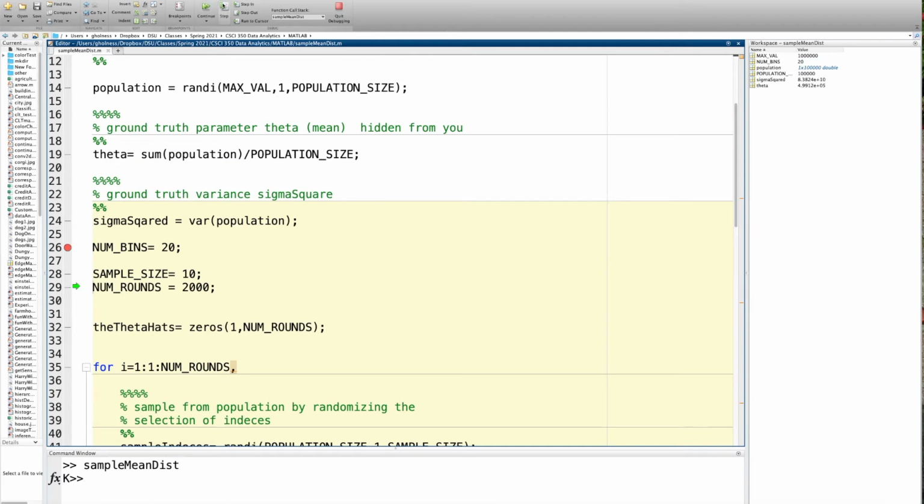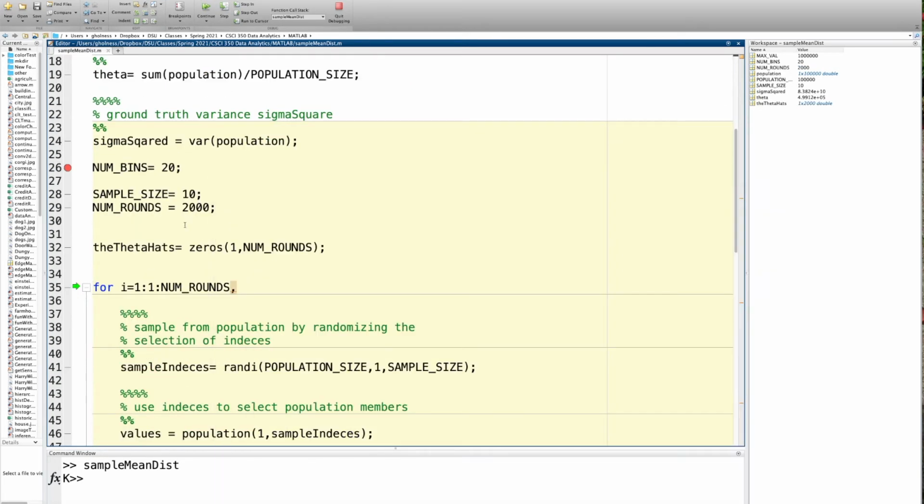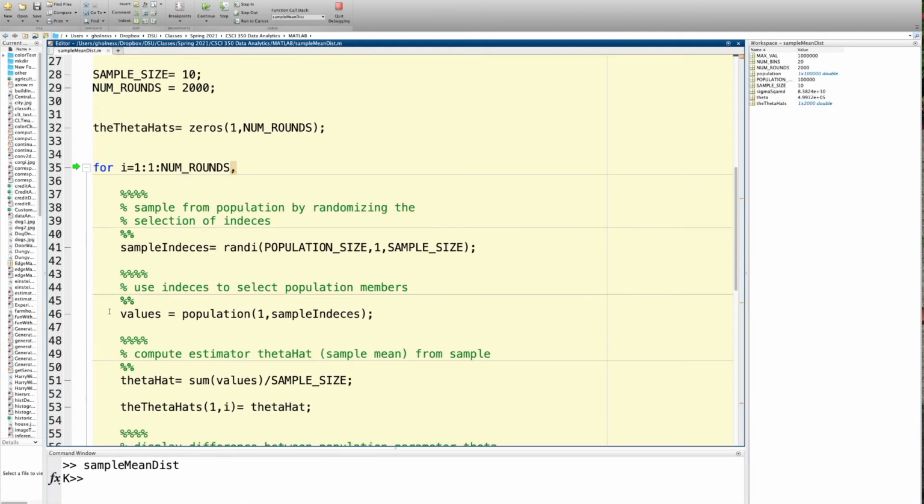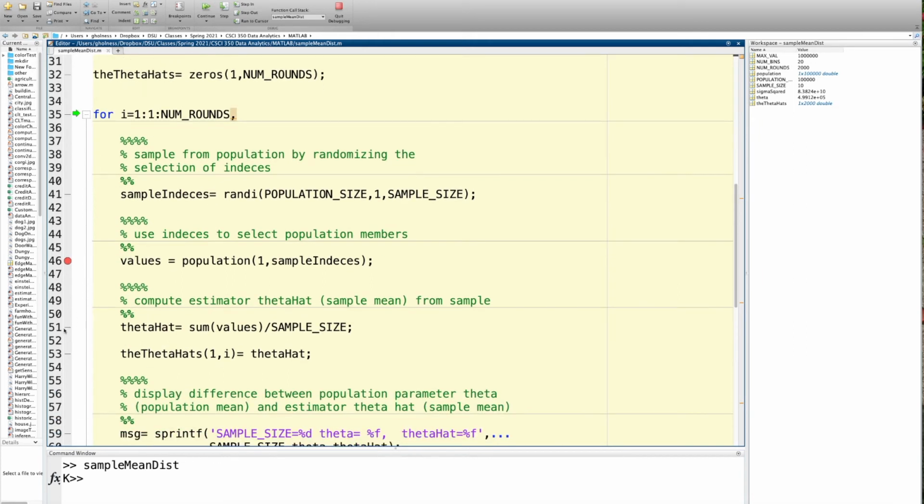And now what we're going to do is some number of times, 2,000 many times, this is going to be num rounds, we're going to select 10 of these individuals from our population. And so the mechanism we use to select those 10 is going to be by selecting 10 many indices within our population array, and then using it to extract the values. Okay, so let's go ahead and do that. Continue.